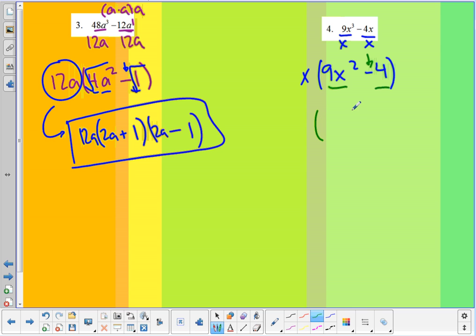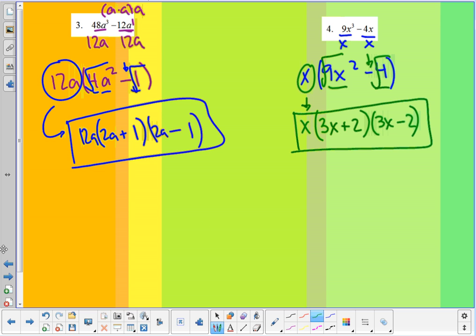So I'm going to set up my pattern. I know I have that x GCF out front. The square root of 9 is 3, and the square root of x squared is just x. Square root of 4 is 2. So I have 3x plus 2, 3x minus 2, x out front from the GCF, and that's my factored form.